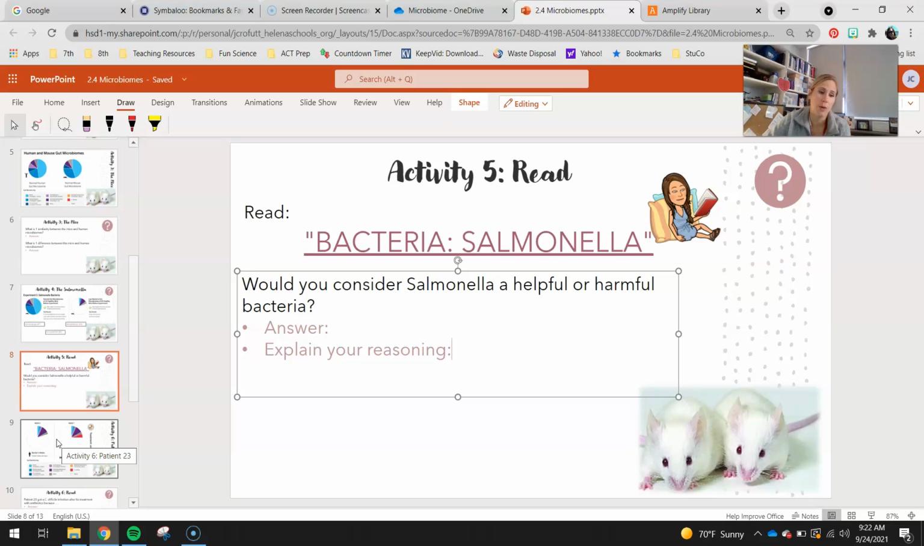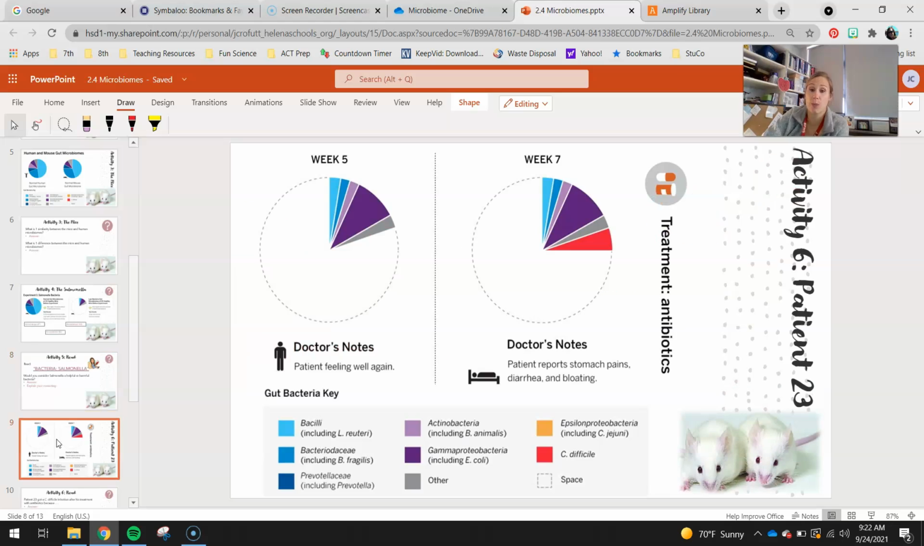Okay, moving on, we're going to re-examine patient 23 here on slide 9. Okay, so what we learned was that patient 23 had a dose of antibiotics, which killed most of his gut microbiome by week 5. So now he's looking similar to that second set of mice that had the low gut microbiome. And what we see is this new little addition of this red pie piece. Okay, so obviously I want you to look and see what that red pie piece is.